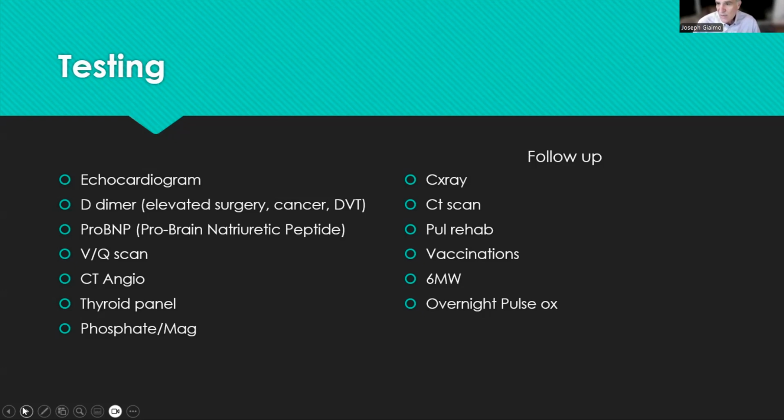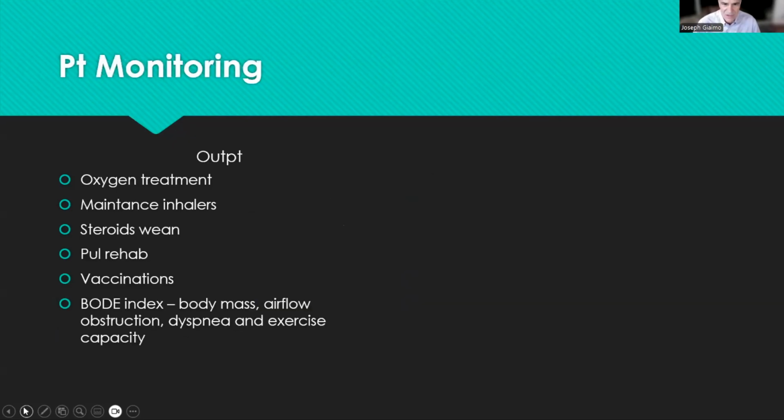And then doing an overnight pulse oximetry, because frequently these people will have concomitant issues. They'll have sleep apnea or other things like that. Nocturnal desaturations are significant and increase the risk of atrial fibrillation, cardiac events, and certainly neurologic events. Next slide, please. So monitoring the patient: oxygen therapy, maintenance inhalers, weaning their steroids.